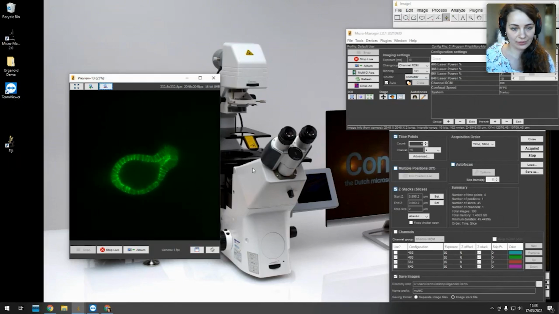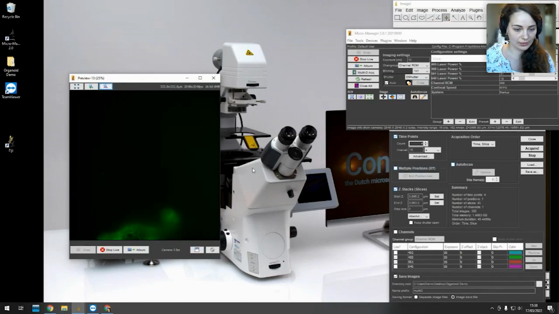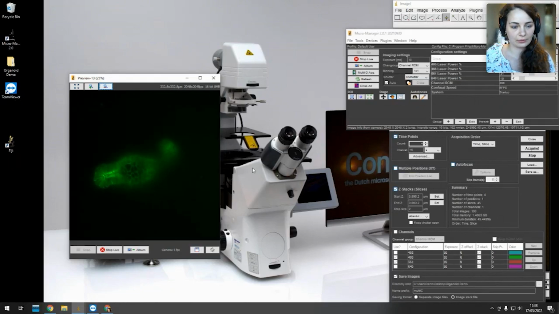So NL5 runs at around 25 frames per second. And that's how I can move into the deeper sections of the sample very quickly with this confocal system. I will just come back to the middle of the image.